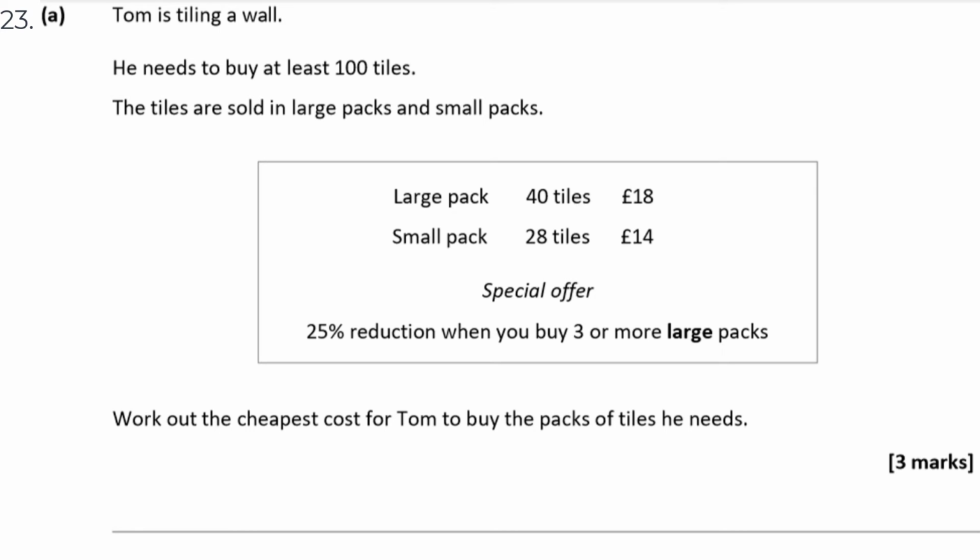Okay, well, there are different combinations he could use, aren't there? So the large pack has got 40 in it and the small pack has got 28. So one possible way would be 3 lots of the large ones. That would be 40, 40, 40, wouldn't it, 120? And that would qualify for the discount, so that's possibly a cheap way of doing it. With 28 tiles we could do 4 packs, couldn't we? Do 4 of the small ones. That would also give me enough tiles, just over 100, wouldn't it?